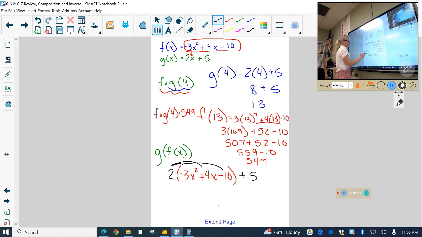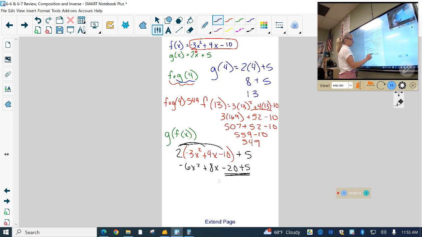Distribute. So I have negative 6x squared plus 8x minus 20 plus 5. Combine like terms, which are just these two. So negative 6x squared plus 8x minus 15 is g of f of x. Got the negative there.